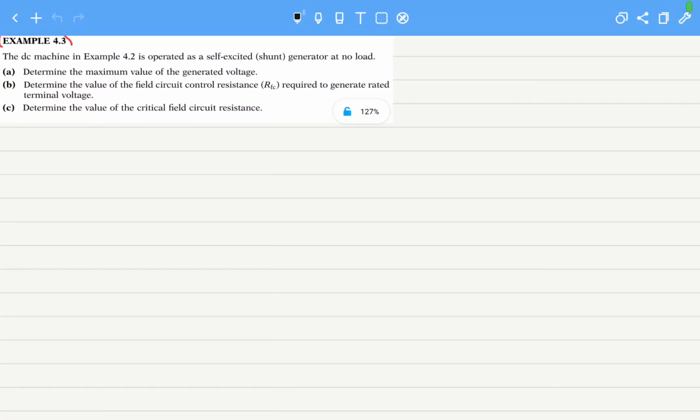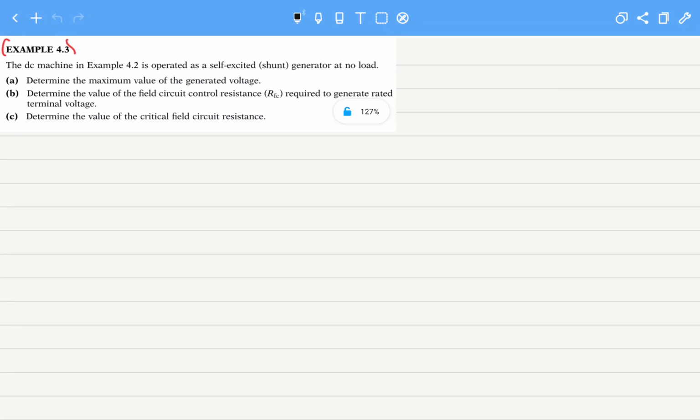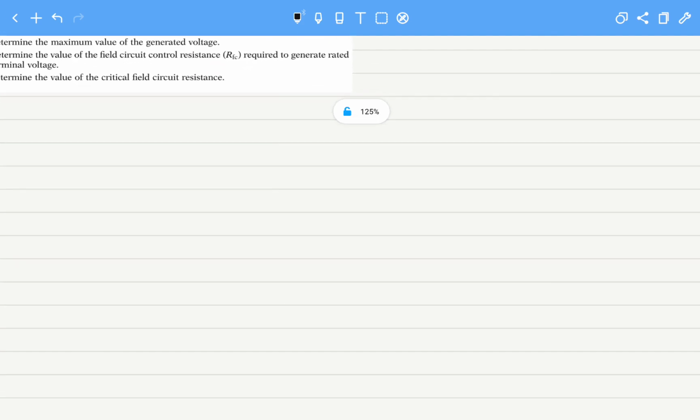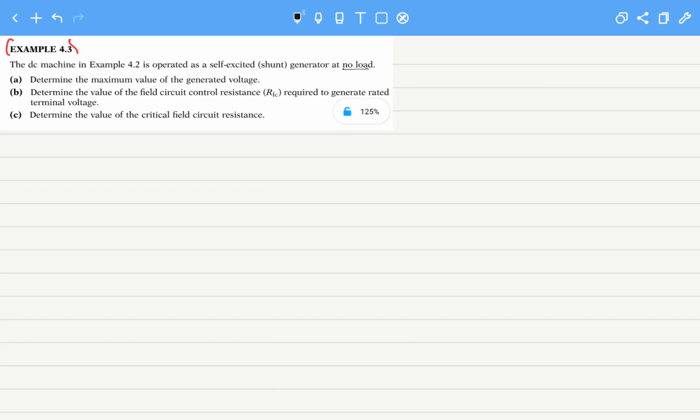Next example is about a DC machine that is being operated as a shunt generator at no load. Determine the maximum value of the generated voltage. So, what will be the maximum value of the generated voltage?